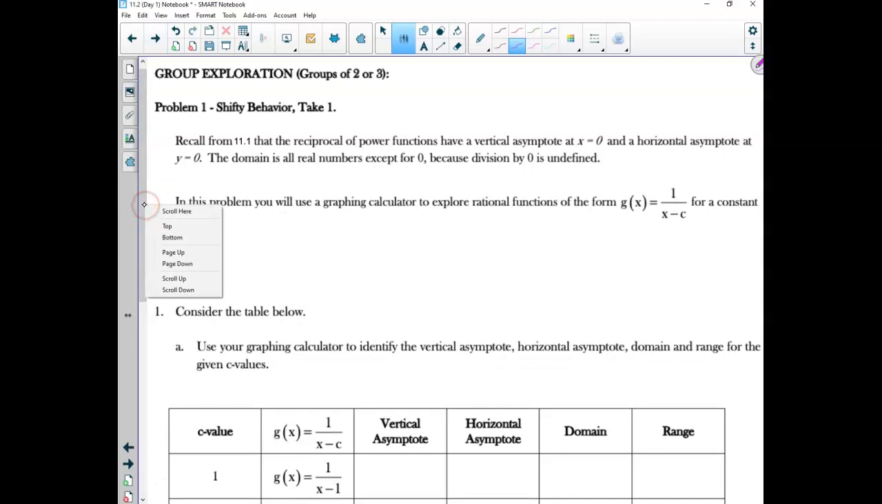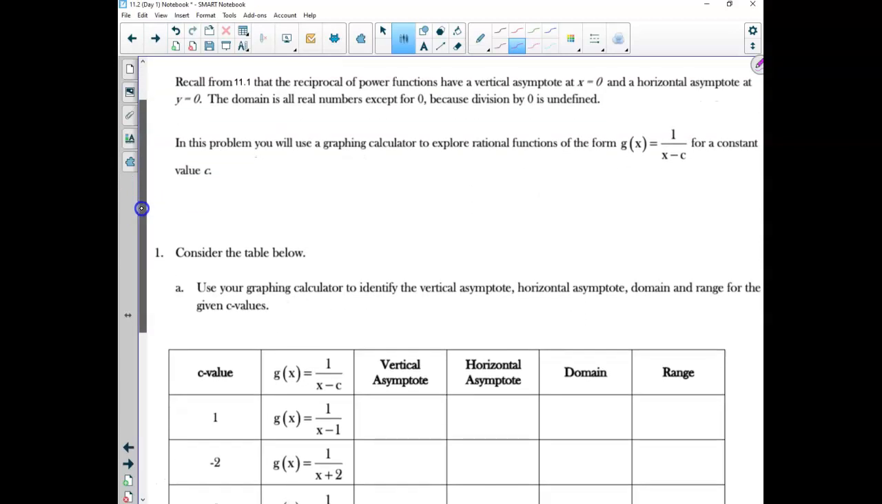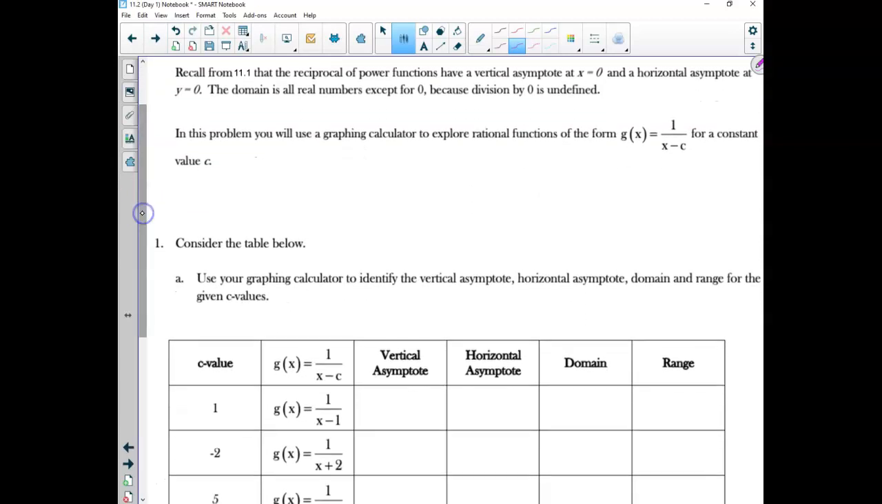So what we're going to do is come through here to this next one, little shifty behavior, take 1. Okay, recall from the previous section, the reciprocal powers have vertical asymptotes at x equals 0 and a horizontal at y equals 0. The domain is all real numbers except for 0 because division by 0 is undefined. That's what I just did. In this problem, we're going to use Desmos. You can use it to explore rational functions of the form 1 over x minus a constant value c.